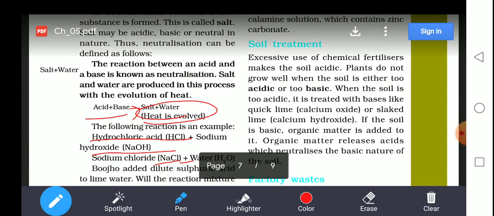When the solution is basic, it gives a pink color if you add the indicator phenolphthalein, and when the solution is acidic, it is colorless. So if it is colorless, we can say that the solution is acidic. And in this neutralization reaction, when both the acid and base are mixed, it gives a neutral solution, and it also forms new substances, that is salt and water, as well as it produces heat.